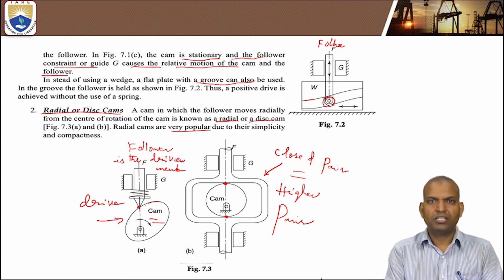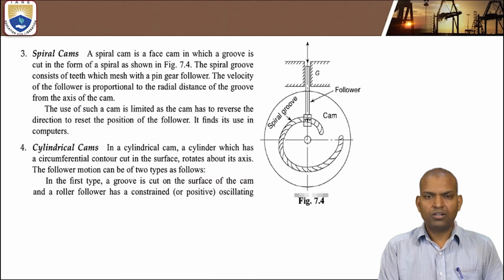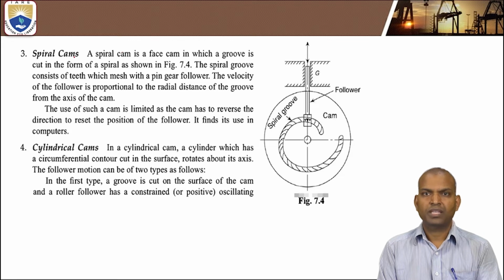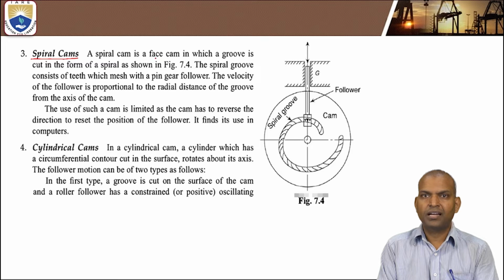Now, what is the third category? The third category of the cams are spiral cams. Let us read word by word from this slide. A spiral cam is a face cam in which the groove is cut in the form of a spiral.